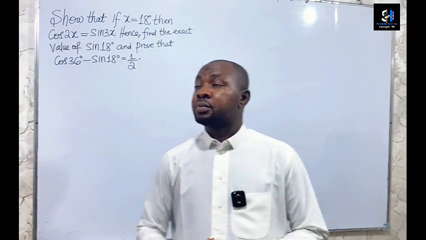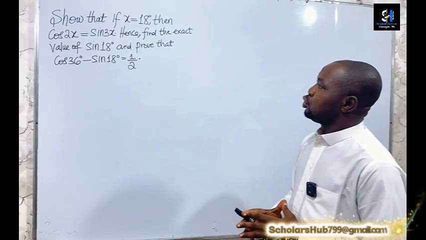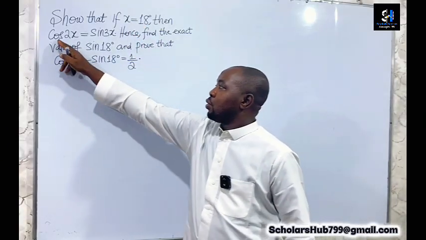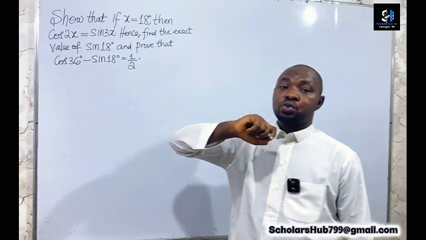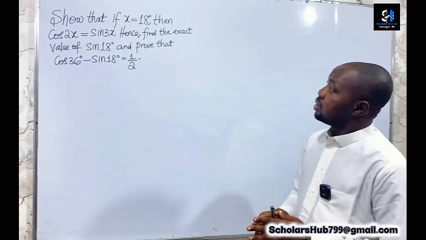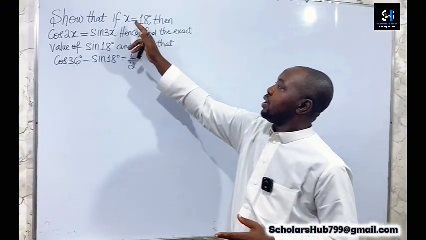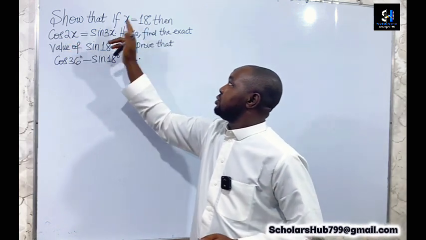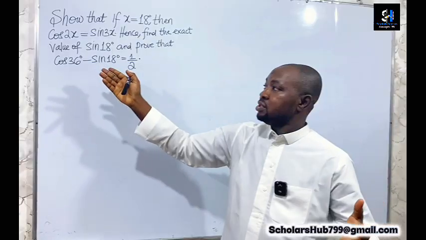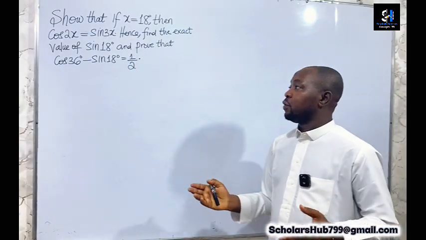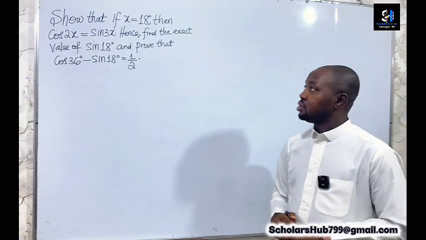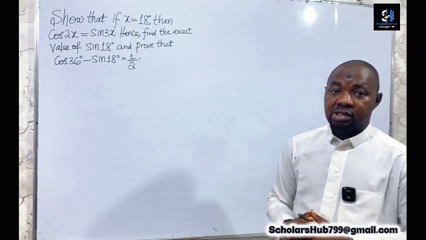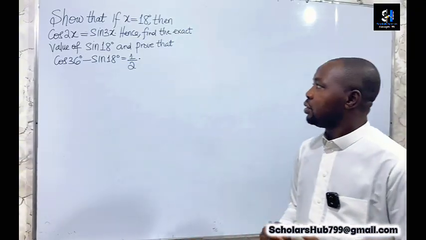Hello and welcome. In this question, our task is to show that if x is equal to 18 degrees, then cos 2x will be equal to sin 3x. That is, is it true that if the value of x is equal to 18 degrees, then cos 2 times 18 degrees, that will be cos 36 degrees, will it be equal to sine 54 degrees? Because 3 times 18 degrees will be 54. So is cos 36 degrees equal to sine 54 degrees?